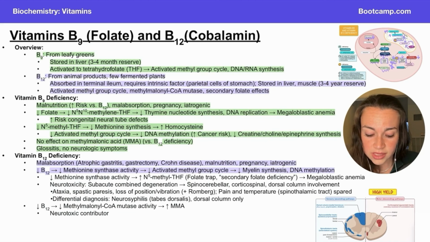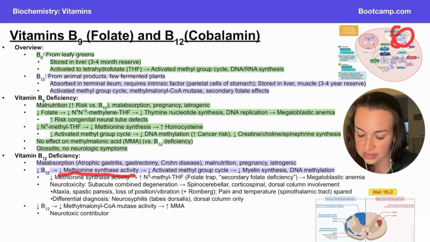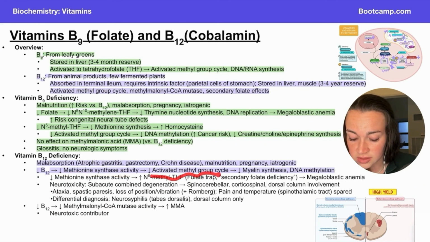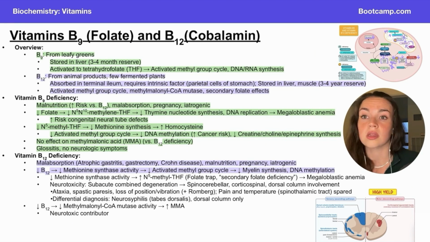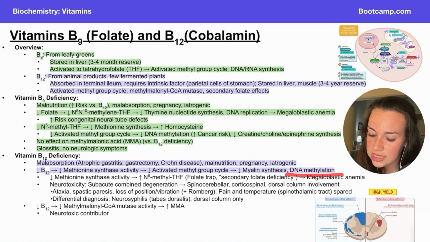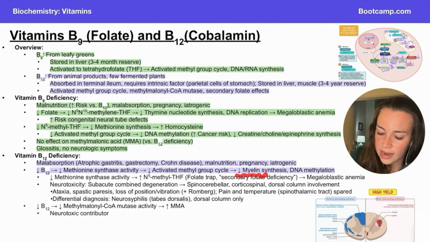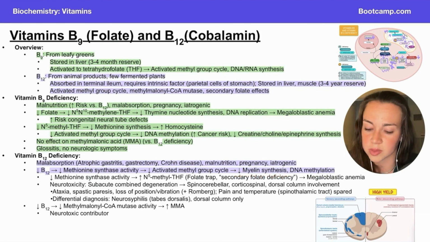So back to the outline, a B12 deficiency is going to cause a decrease in methionine synthase activity. That'll cause a decrease in the activity of the activated methyl group cycle. And so we'll see problems associated with that, which includes a decrease in not only DNA methylation, but also myelin synthesis. Let's put a pin in that myelin comment because that's something I'm going to come back to.